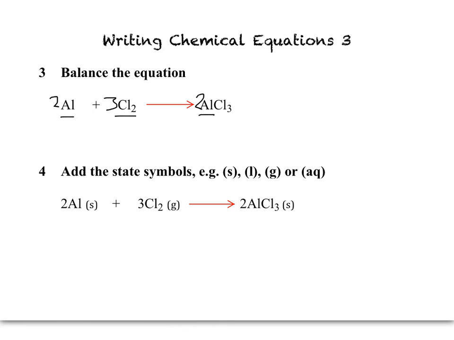Aluminium chloride is an ionic substance. All ionic substances are solids at room temperature, so aluminium chloride is also a solid. This is now a fully balanced chemical equation.